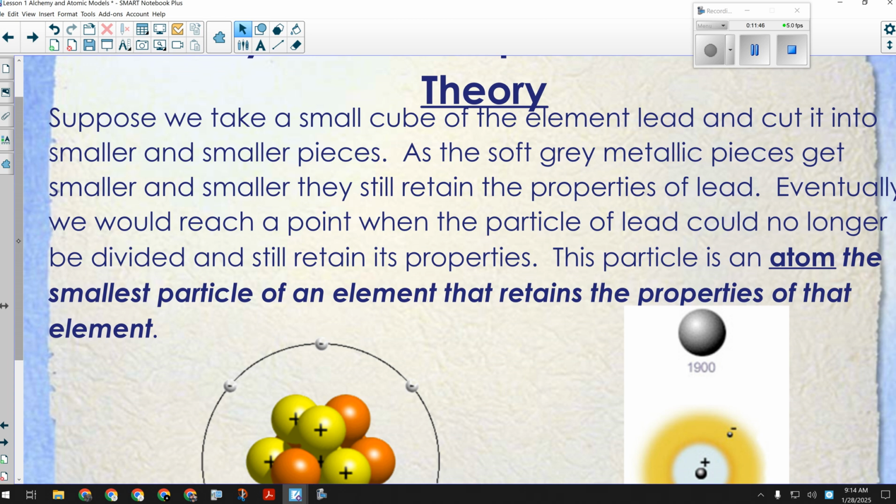Okay, so as an analogy, basically if I had this big block of lead and I could cut it into smaller and smaller and smaller pieces, I could keep cutting that until I got down to a point where I couldn't cut it anymore. That level would be I have now single atoms.